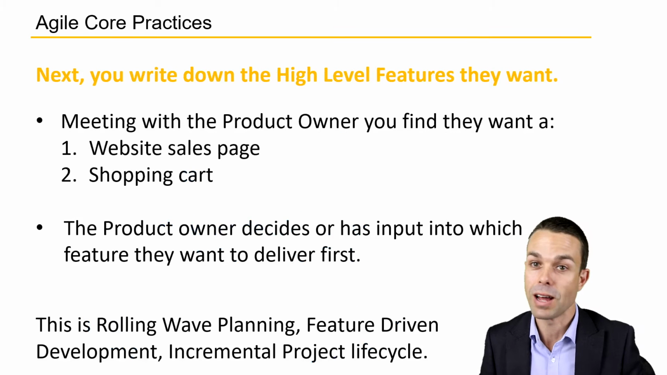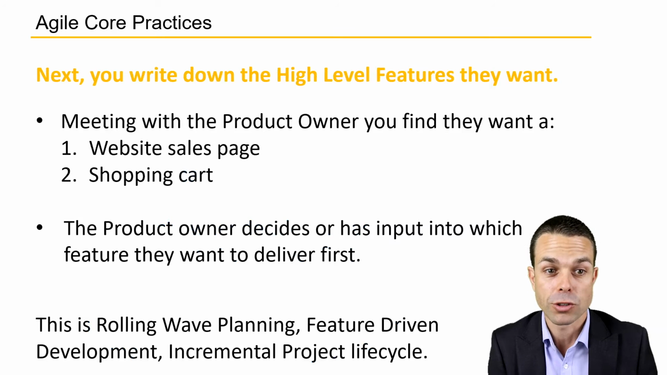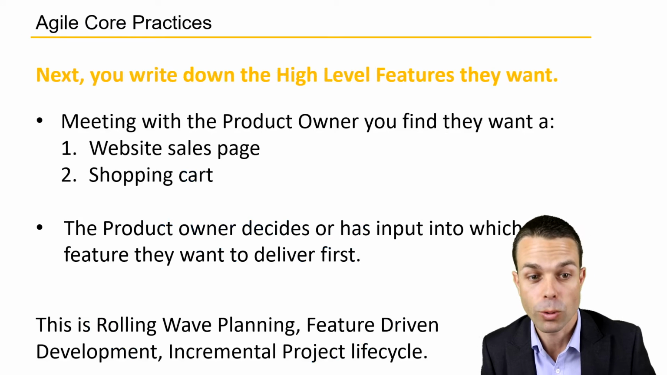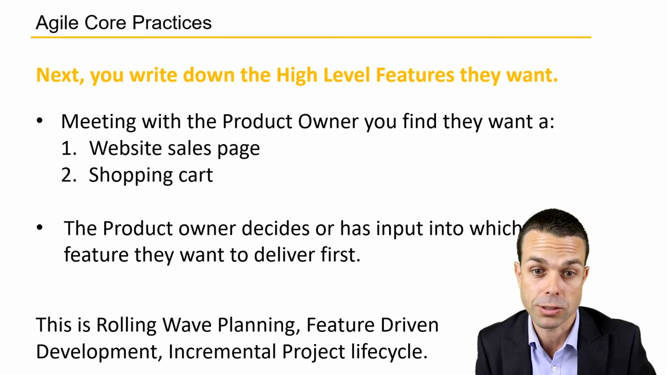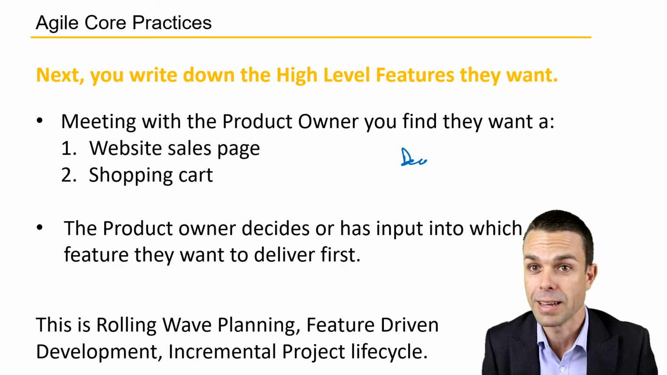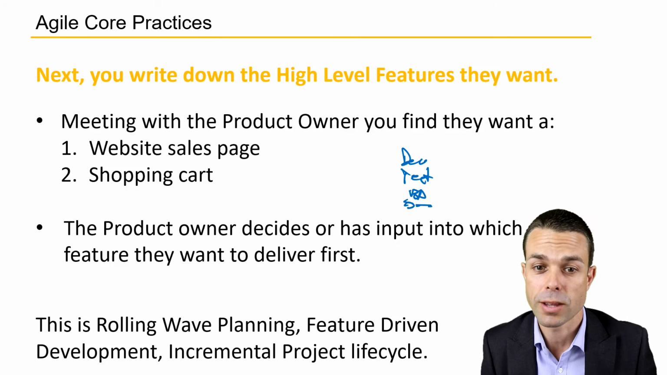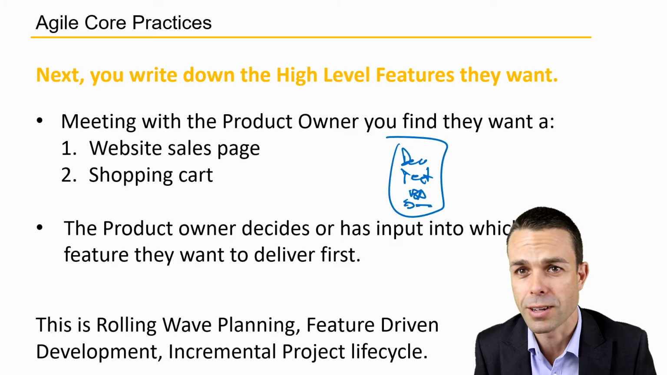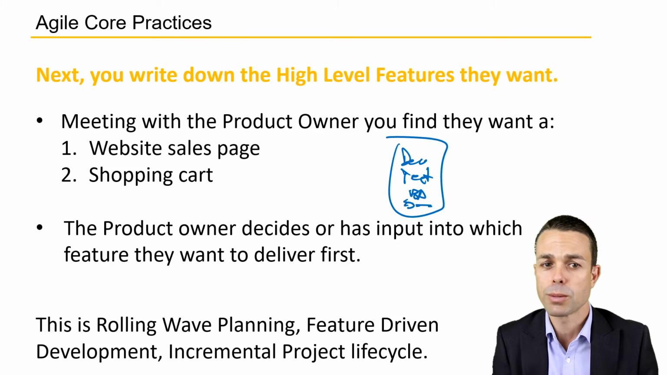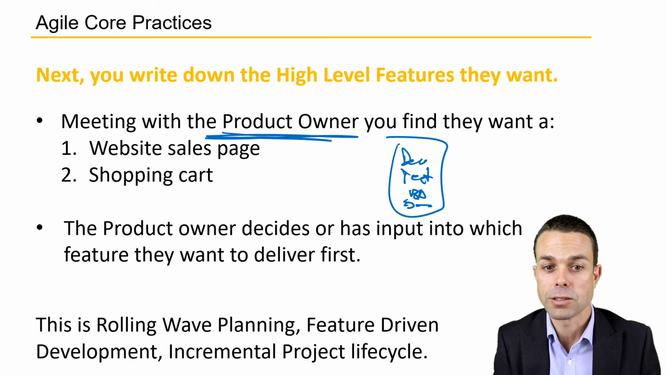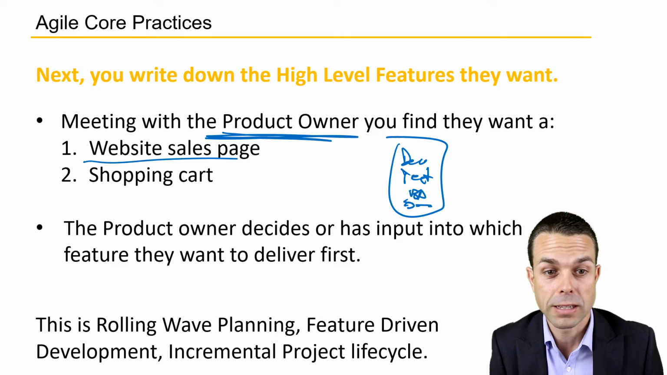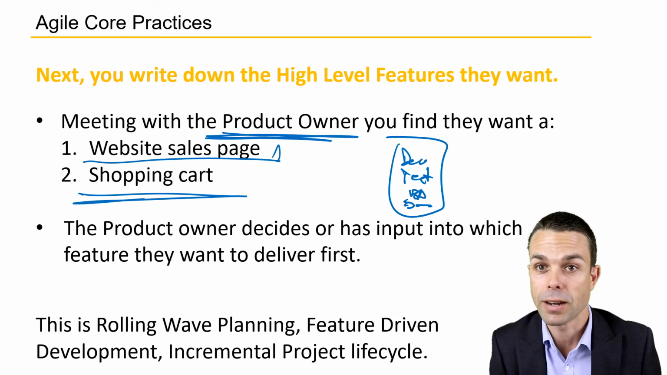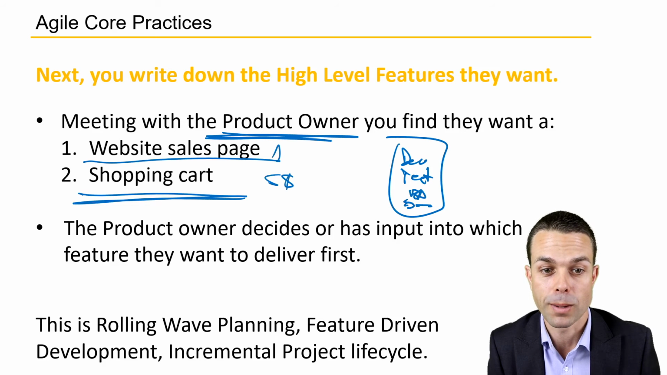Now we write down the high-level features that the product owner wants. So meeting with the product owner, and we could also include the other people in our team, probably good practice to do so. So the developers, the testers, obviously, business analysts, designers, anyone else. So they potentially could have an input or get an early idea of these features. But with the product owner who we're potentially delivering this product to, we find out that they want a website sales page and then a shopping cart as well. So that's how we're going to make the sales.